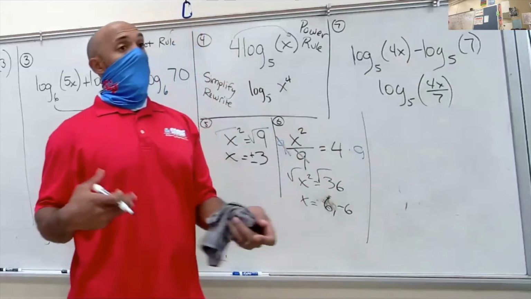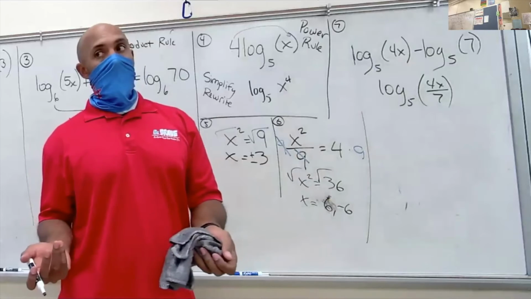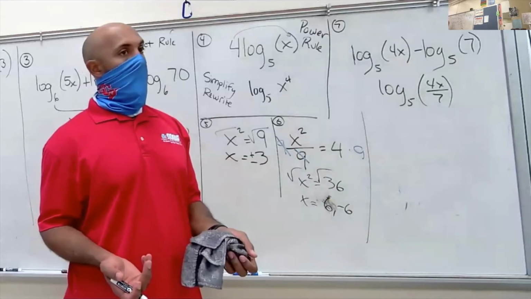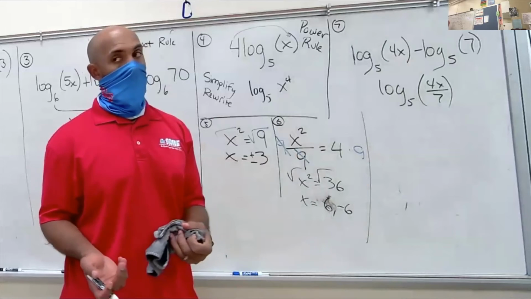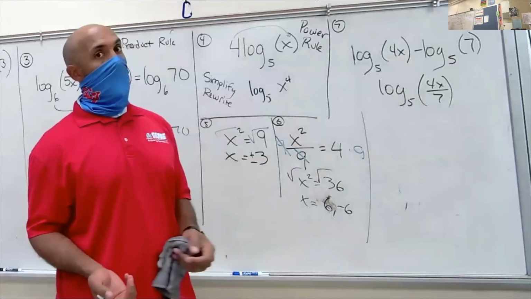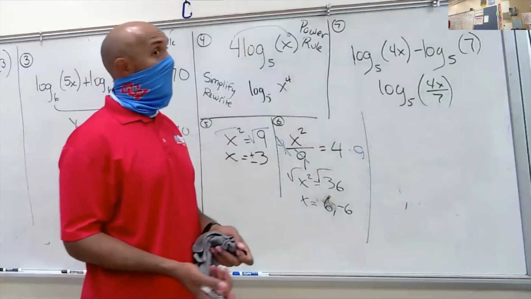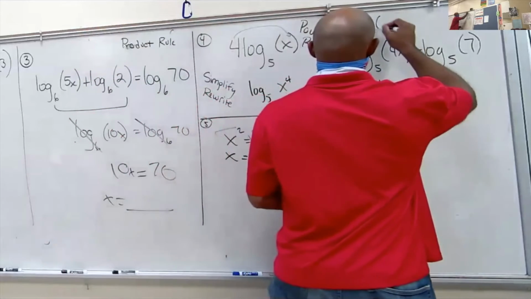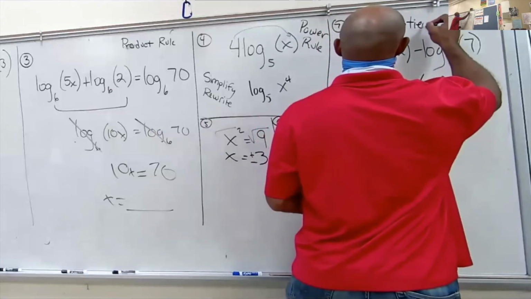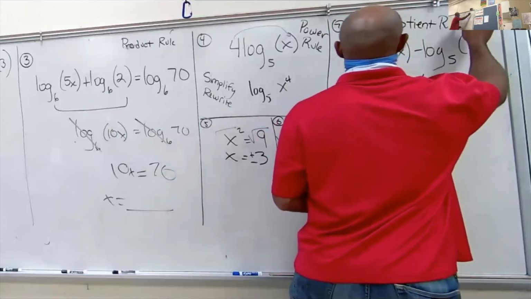What do you get when you divide numbers? What's the answer called? Or the name of this rule? When you multiply, you get a product. When you divide, you get a quotient. Okay, so that's your quotient rule.